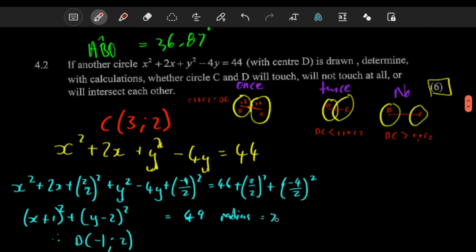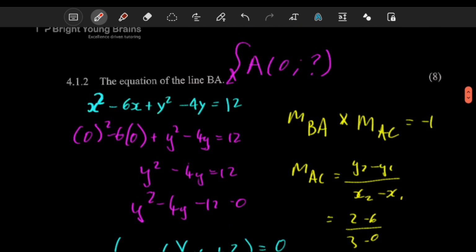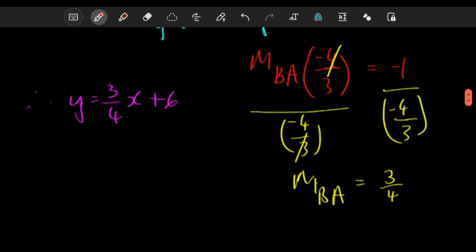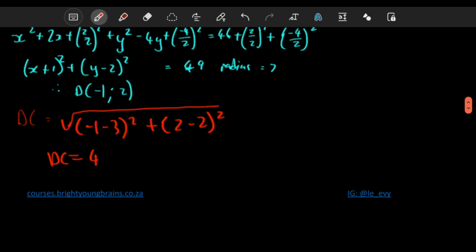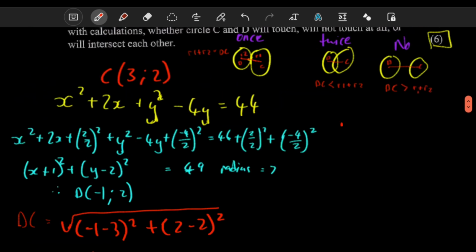So the radius here is 7, right? The radius of the other one, we saw it was 5. So R1 plus R2 is clearly giving us 5 plus 7, because the radius of one circle is 5 and the radius of the other circle is 7, as we have just worked out. So this gives us 12, you see.